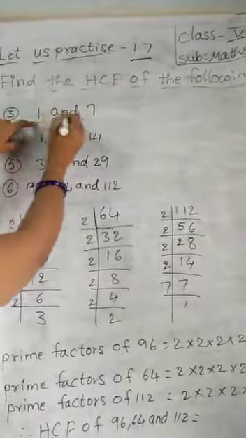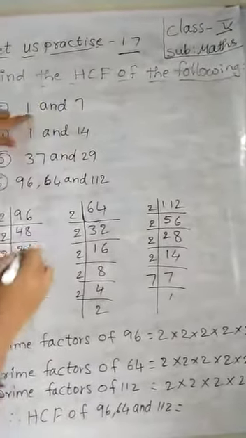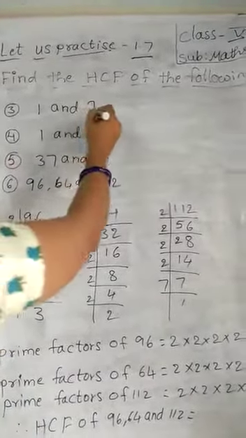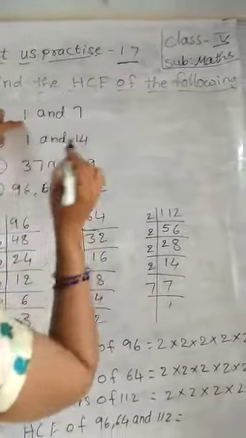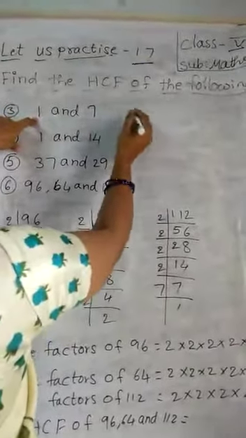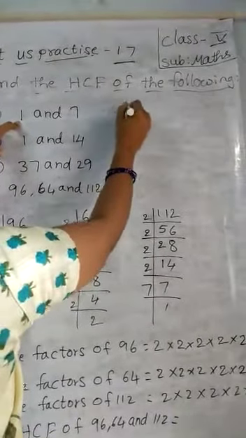So here 1 is not a prime number. 1 is neither prime nor composite. So 1 and any number: HCF of 1 and any number is always 1. So what is the HCF?